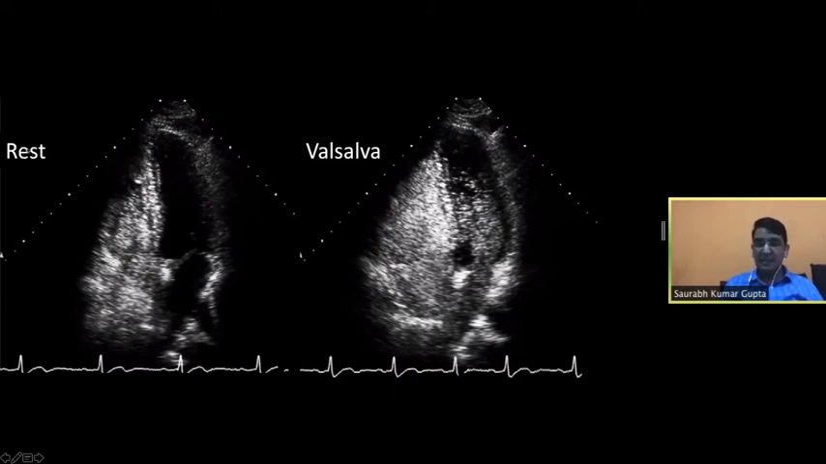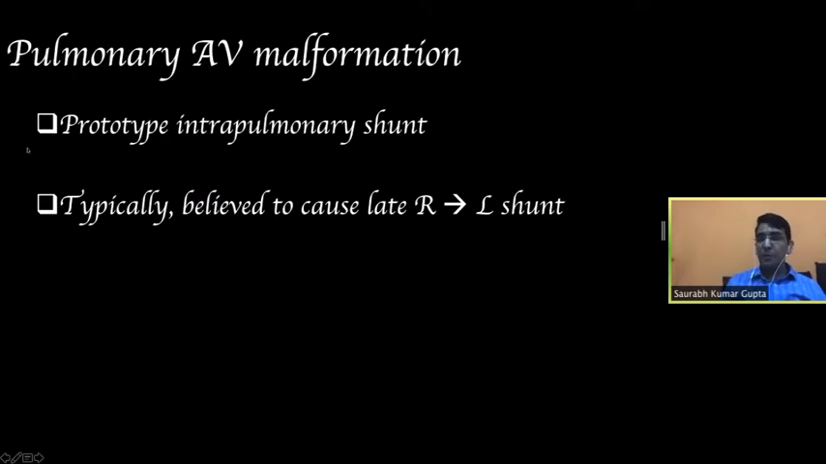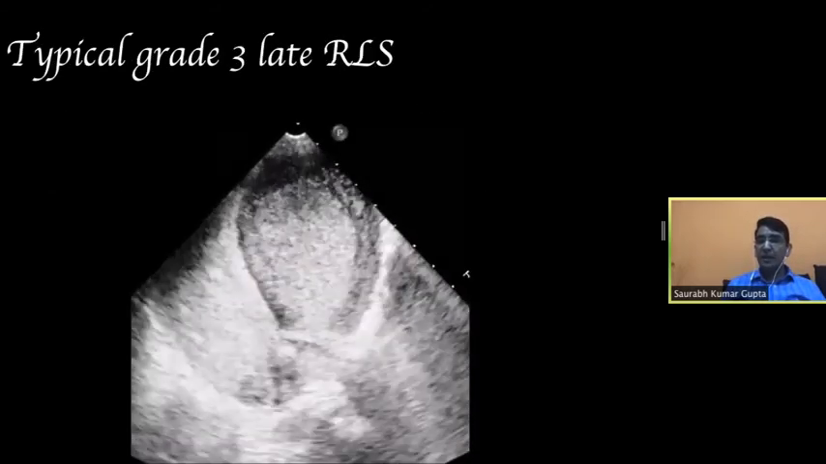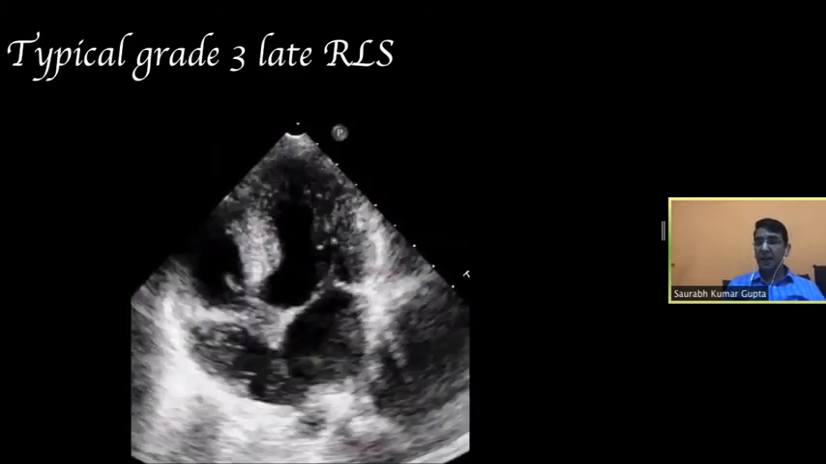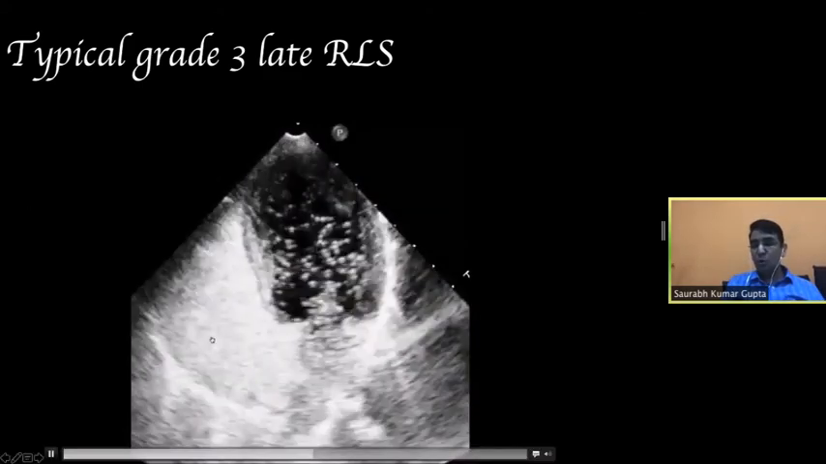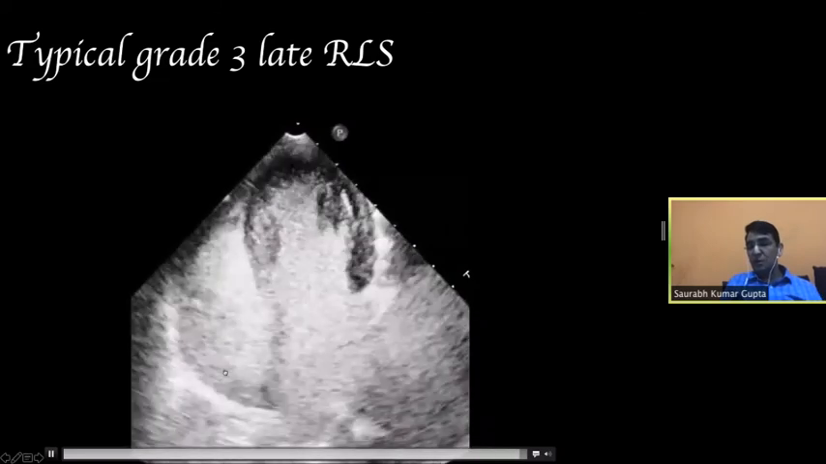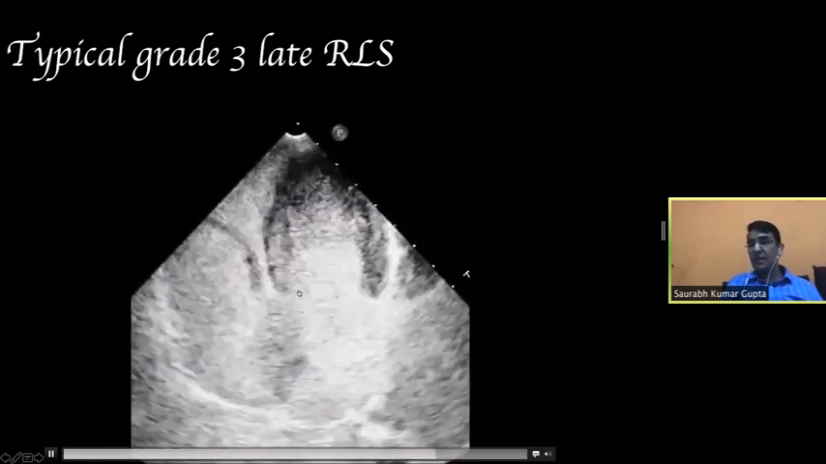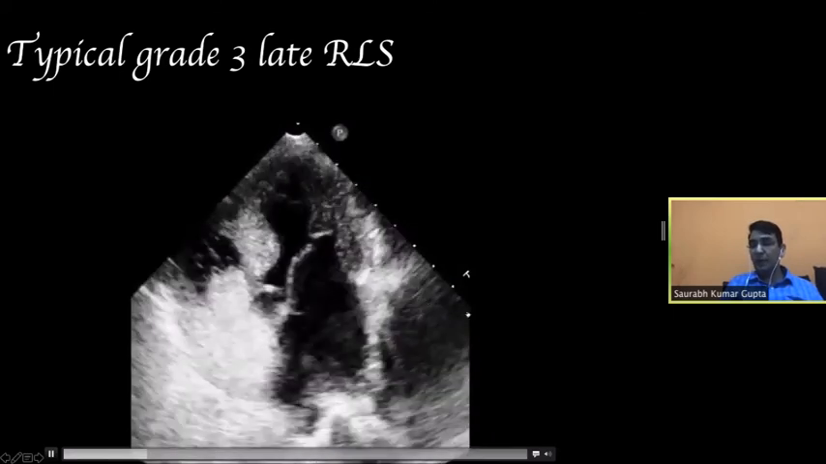Now coming to pulmonary AV malformation, this is the prototype intrapulmonary shunt, typically believed to cause late right to left shunt, and I defined what is late right to left shunt just now. Now this is what we call a typical grade 3 late right to left shunt, and as you can see over here, the right side of the heart is opacified, and then after a few beats it comes on the left side and it enters into the left ventricle.